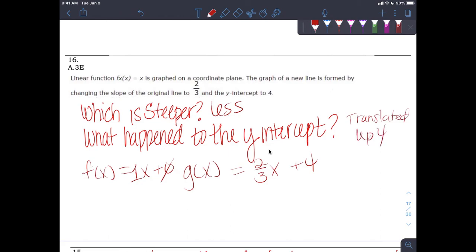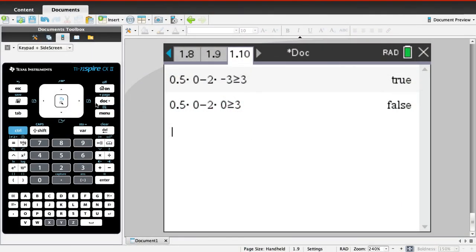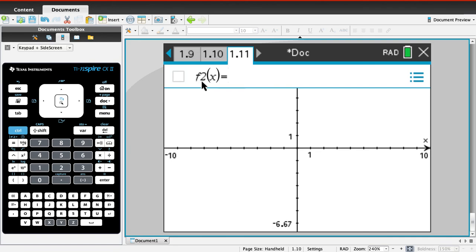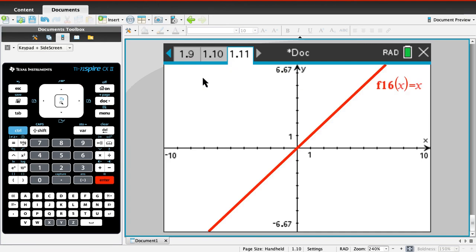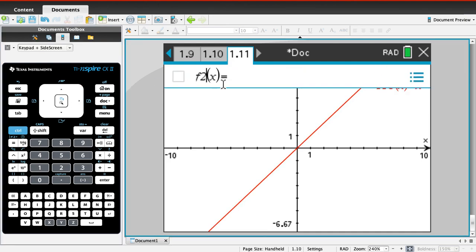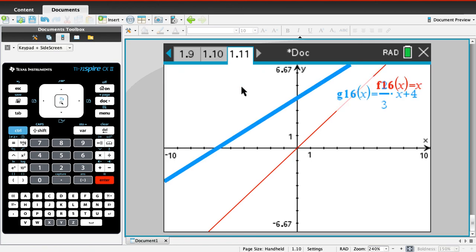Okay? But let's verify this by looking at the graphs. So I'm going to head over to a brand new graphing page. I'm going to call this F16, for question 16, is equal to x. And I'm going to hit tab to add another graph, and I'm going to call this G16. And this is going to be 2/3 x plus 4. And let's take a look at them. So it's a little hard to tell, but let's look at that y-intercept first. Here's my original y-intercept, and I went 1, 2, 3, 4 up in order to get there. So I was translated up 4 units.